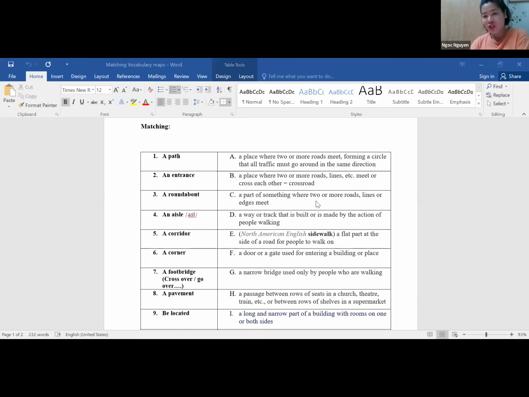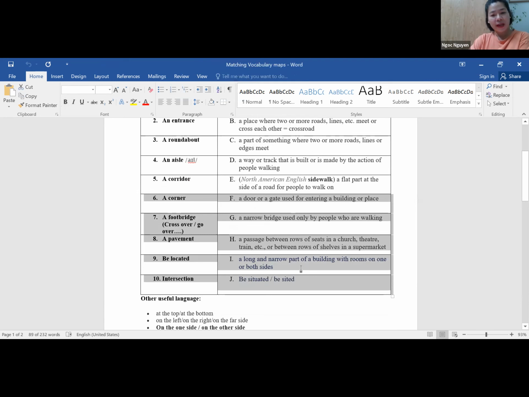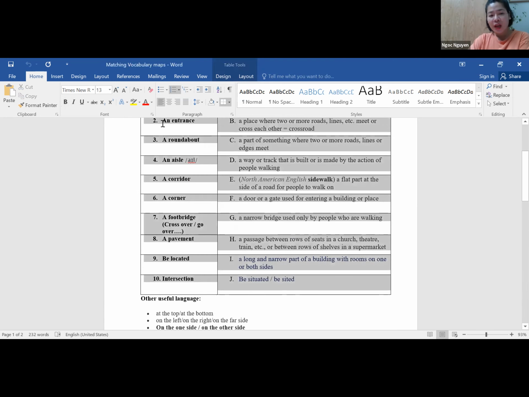I'm here. Hi. Can you please check the chat box and tell us what you see? I see a matching vocab map. Yes, matching vocab maps. Thank you. When you open the file, you will see 10 words that are usually mentioned in a conversation when people show directions how to get to a place. You will need to complete this matching activity with your friends, everybody.